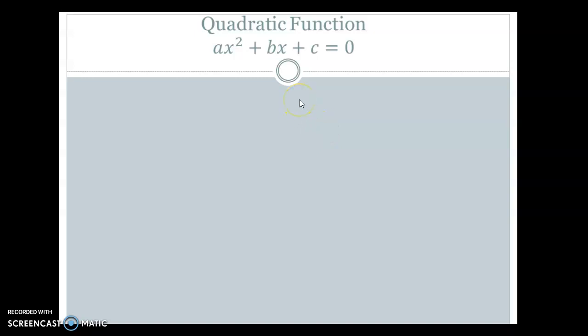Hi, welcome to Introduction to Quadratic Functions or Quadratic Equations. All of them mean the same. The standard form of it is ax squared plus bx plus c equals 0. It is a second degree equation, which means the x to the power 2 is of the highest degree here, which is second.